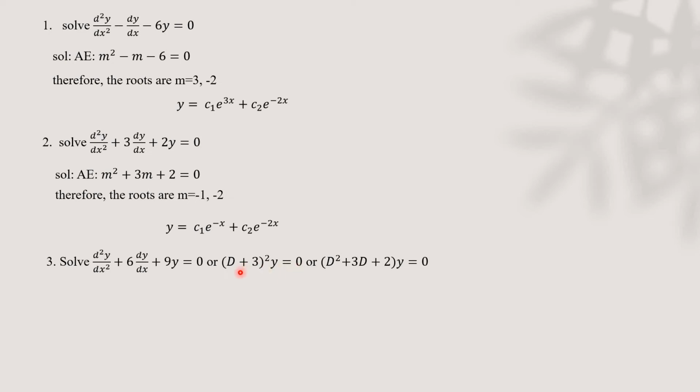Directly you can write the auxiliary equation as (m plus 3) the whole square equal to 0, or for the other form, m square plus 6m plus 9 equal to 0. So writing the auxiliary equation and finding the roots, we are going to get repeated roots, that is minus 3, minus 3. What are the roots? Minus 3, minus 3.